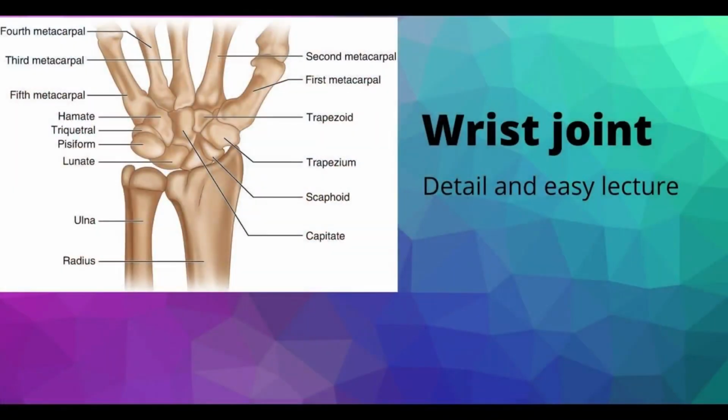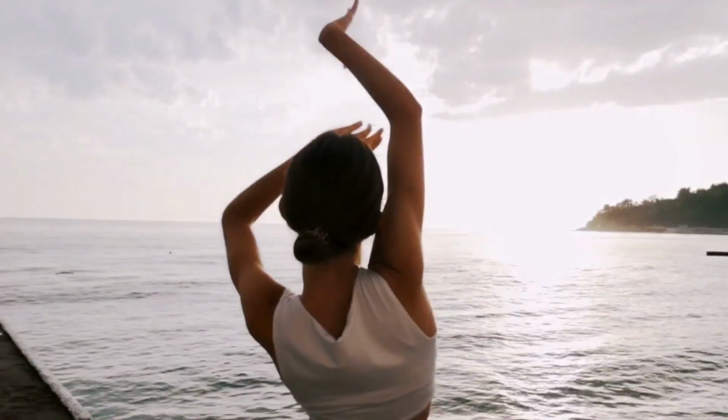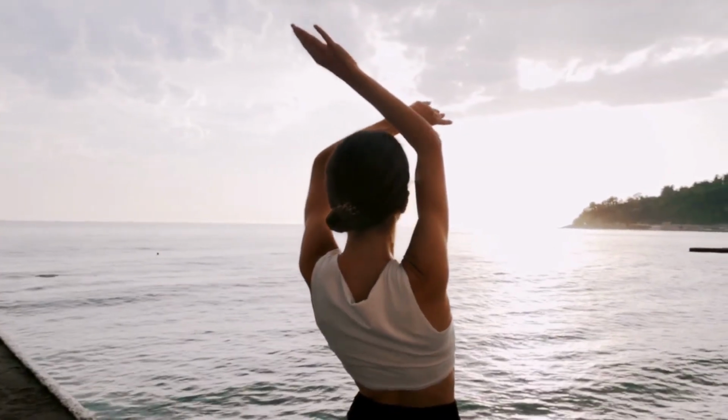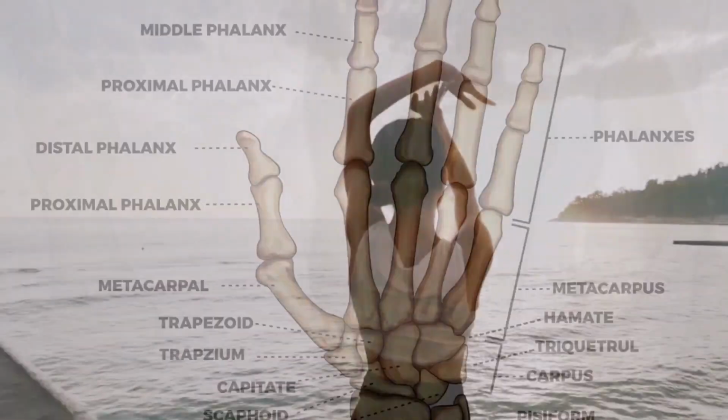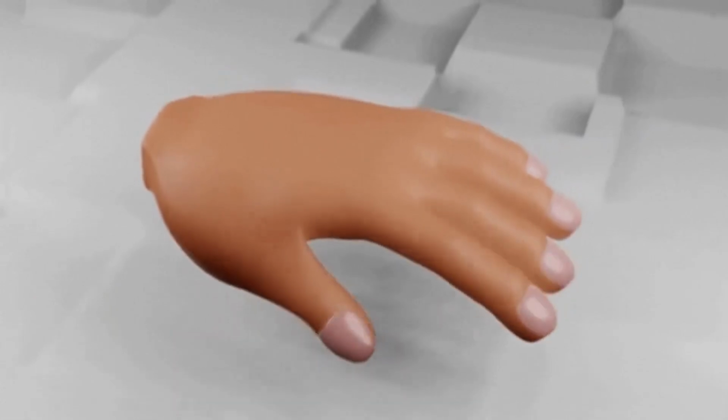Wrist joint. The wrist joint is a complex joint formed by the articulation of the radius and ulna with the carpal bones. It allows for flexion, extension, abduction, adduction, and circumduction of the hand. Interphalangeal joints. These are hinge joints located between the phalanges of the fingers and toes. They allow for flexion and extension of the digits.